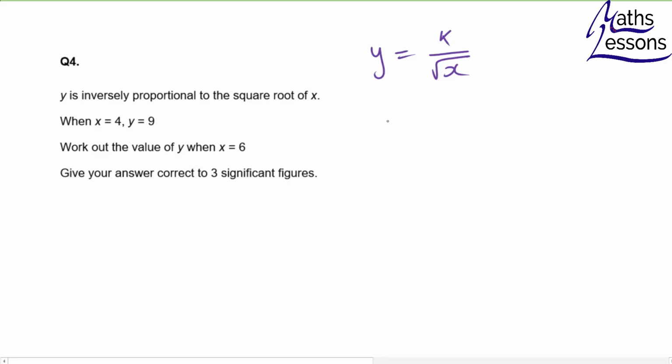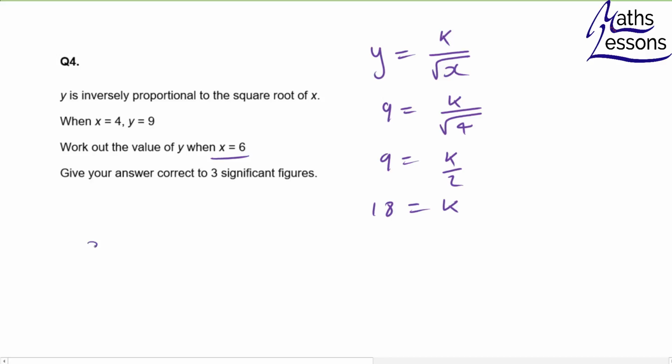Okay. So we know that y equals 9 when x equals 4. So we've got 9 equals k over the square root of 4. Square root of 4 is 2. So we get 9 equals k over 2. So therefore, k will equal 18, timesing both sides by 2. So k equals 18.